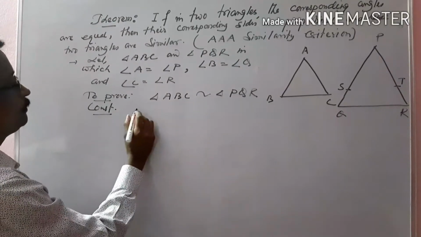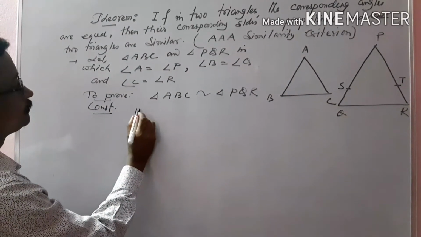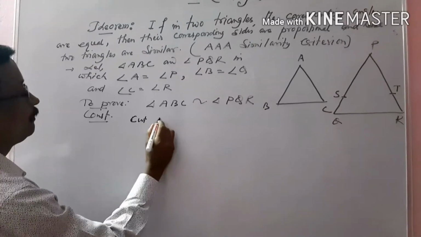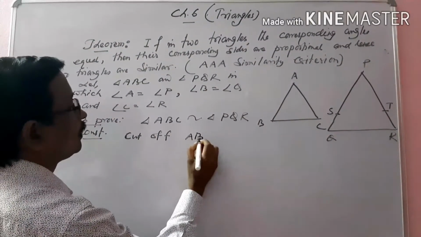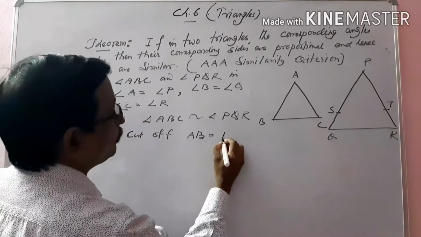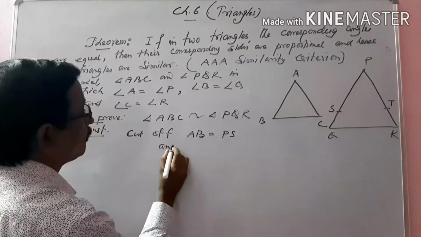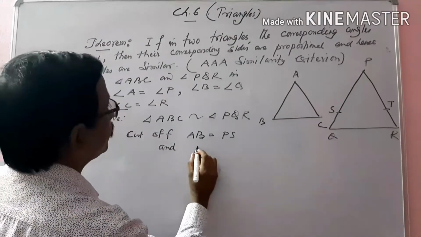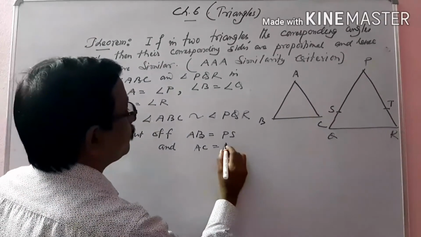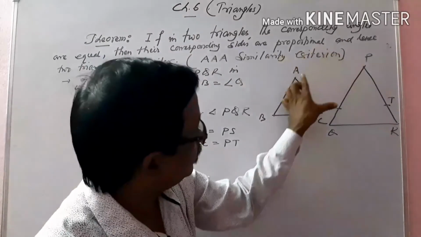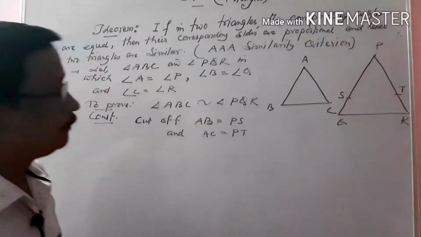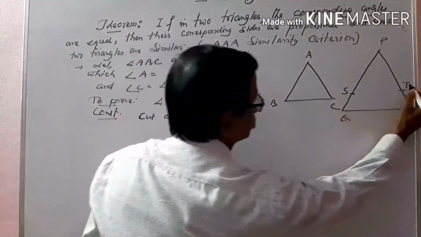With measure of AB, cut off PS, and with measure of AC, cut off PT. Okay.